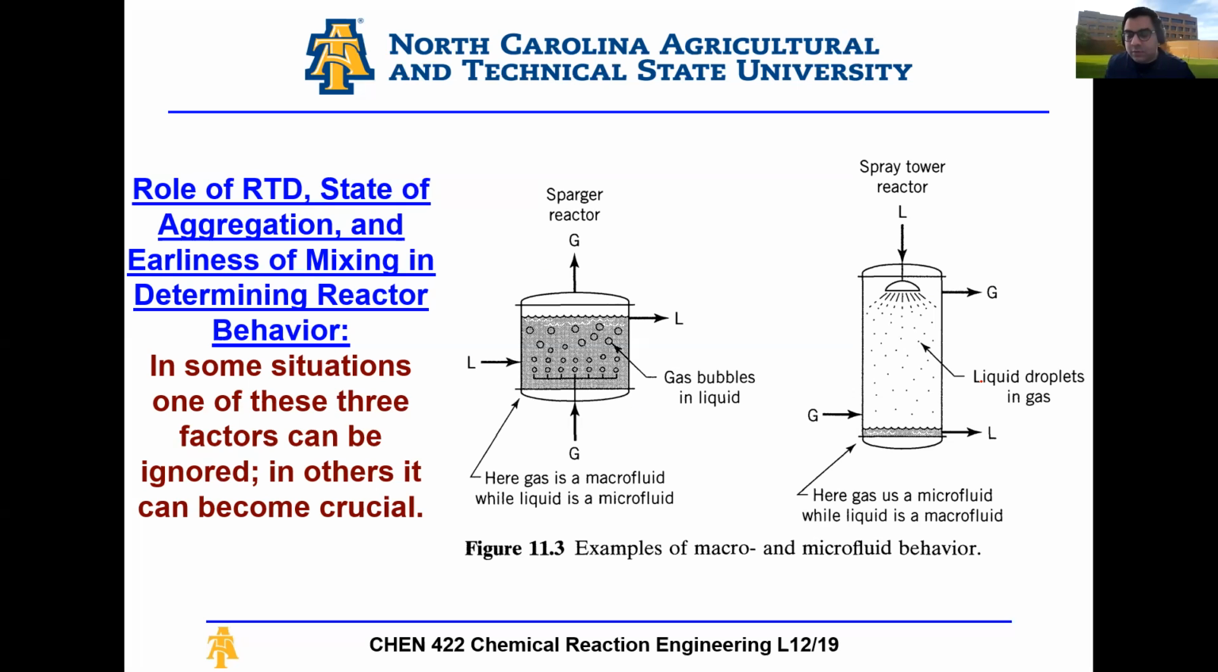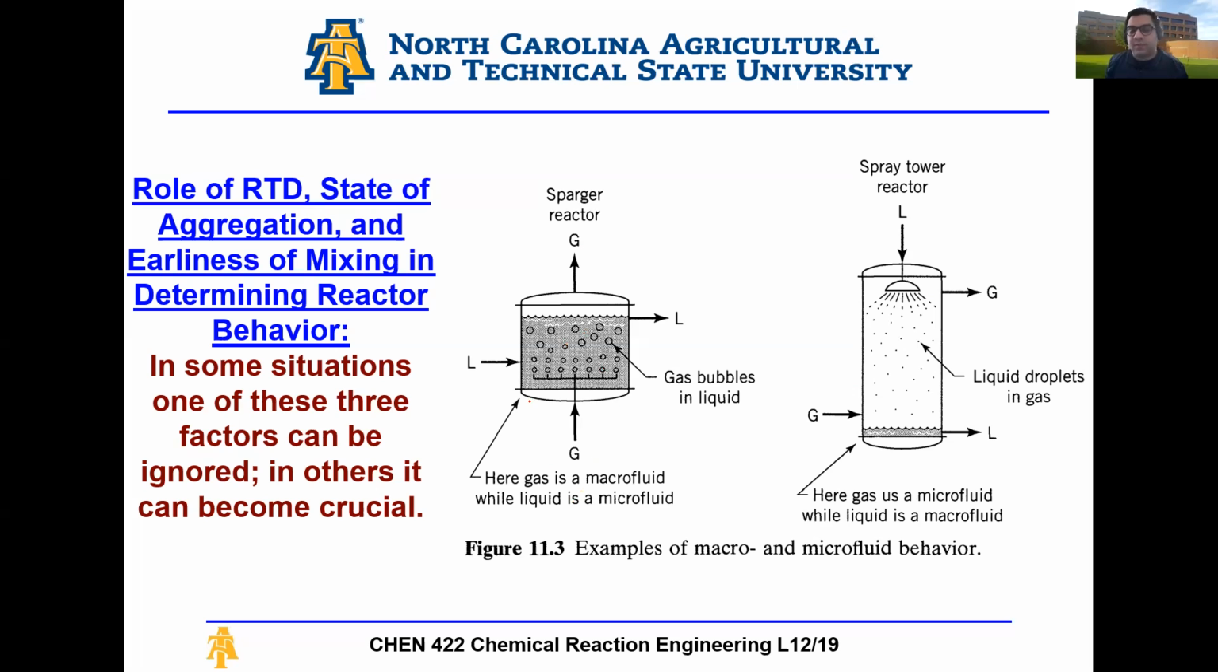Okay, and these are examples of micro and macro fluid behavior. We talked about this. So in this case, I have a gas-liquid reaction. It's called a bubble column reactor. I introduce gas, it bubbles through my reactor in a liquid phase, and then I get either a gaseous product or a liquid product. Here the gas is a macrofluid because the gas bubbles tend to clump together and make larger gas bubbles.